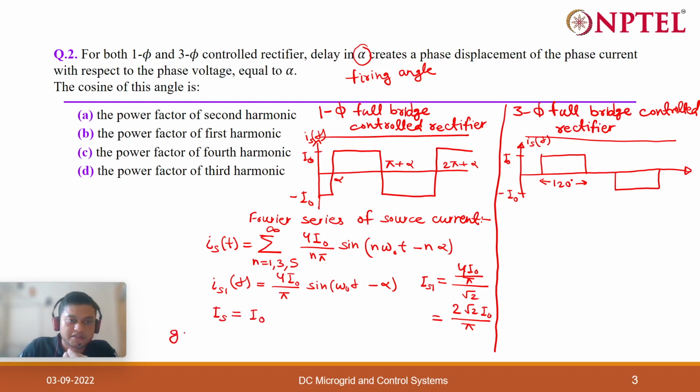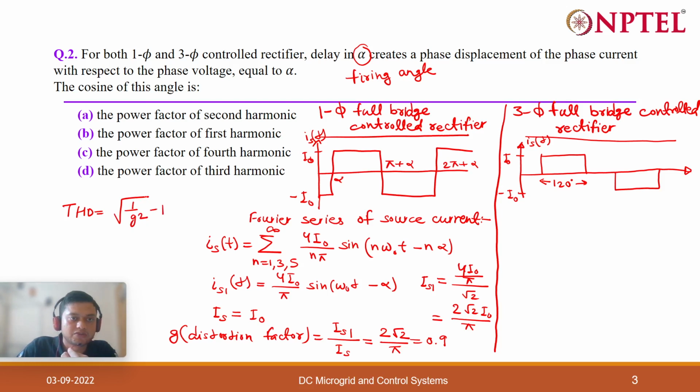So you can write the distortion factor G as the RMS value of the fundamental current divided by the RMS value of the whole source current. It comes out to be 2 root 2 divided by pi. It is a constant value. From here you can find the THD, which is the square root of 1 divided by G squared minus 1, so it is 48.34%.